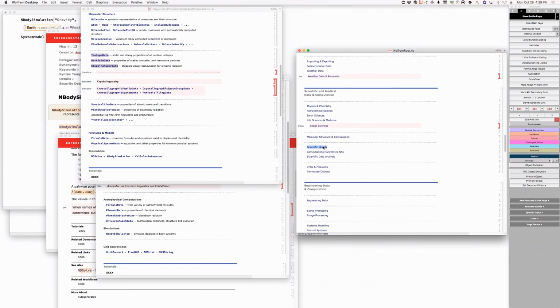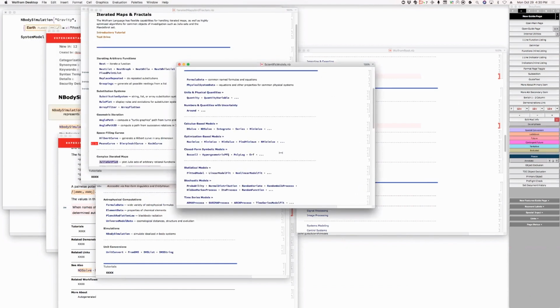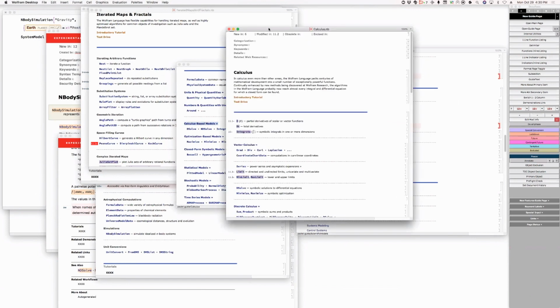Molecular structure, we don't need that there. Dynamical systems, where on earth does that link? No, not relevant. Network-based models. Okay, where does it fit in this page about scientific models? I mean, arguably in calculus-based models. I guess we should put it in that page.